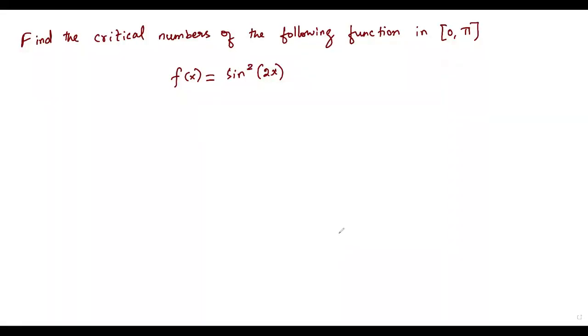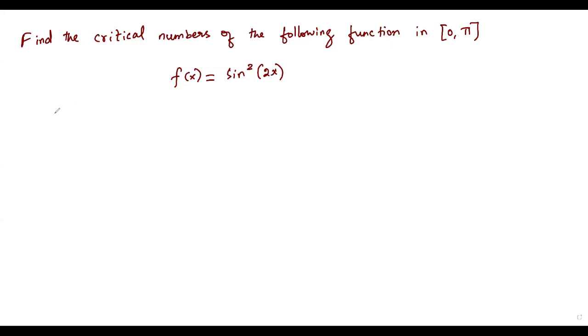Here we have a calculus problem on finding critical numbers of a function. The function given is f of x equals sine squared of 2x, and we have to find critical numbers in the closed interval 0 comma pi. Whenever I want to find critical numbers for a function, I have to find the first derivative of the function, then equate it to 0 and solve for x.